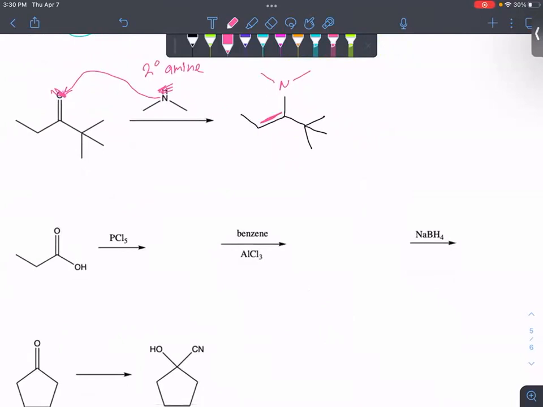Also, please do memorize all the functional groups and what they look like in different situations, because I think those are some easy points if you know them.